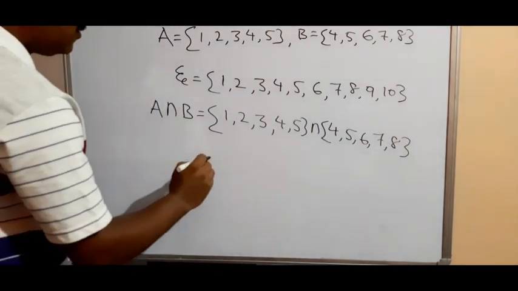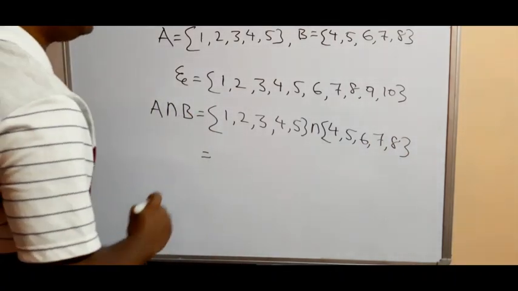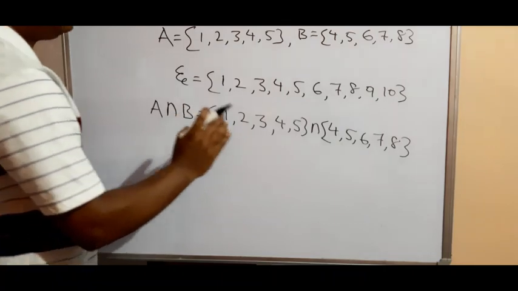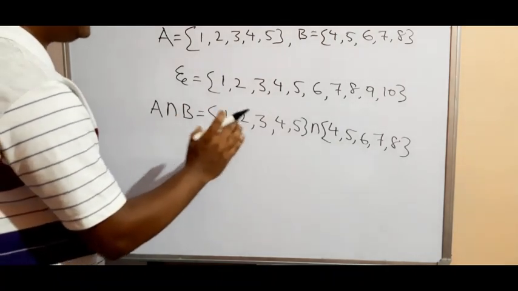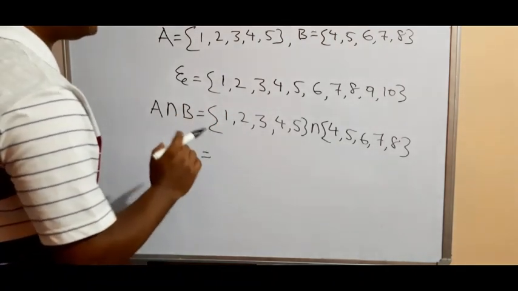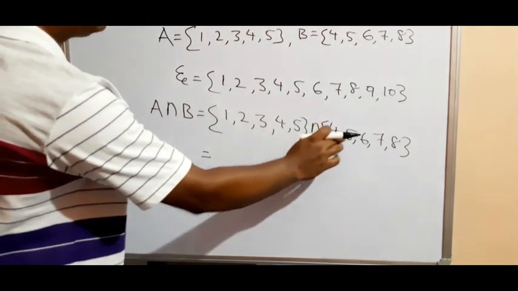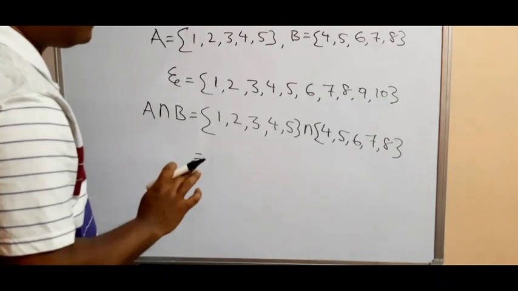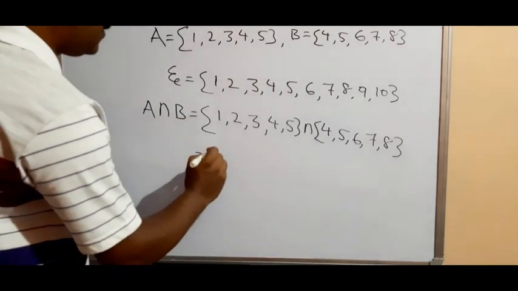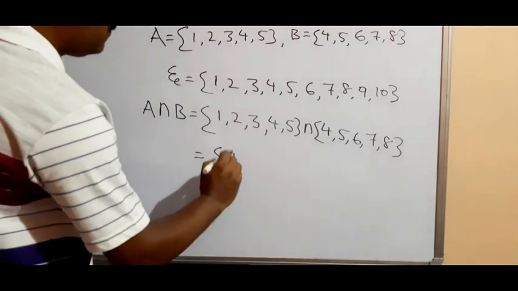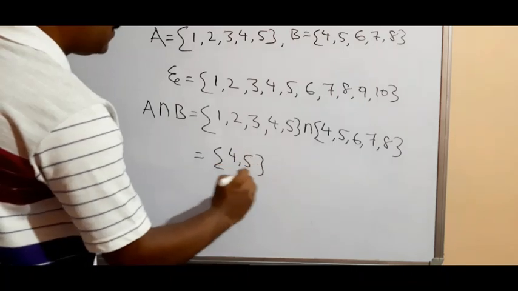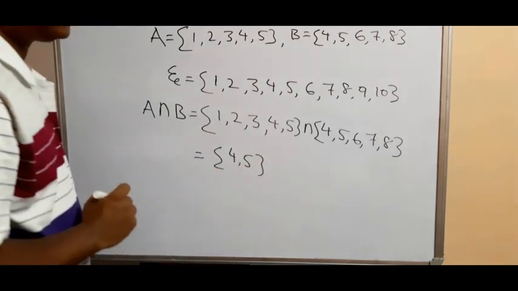Clear? So in intersection, what will we do? In intersection, whichever elements are common in both sets, those we have to take. Here the elements 4, 5, and here also 4, 5. These two elements are common. So A intersection B is equal to 4, 5. So understood? A intersection B.